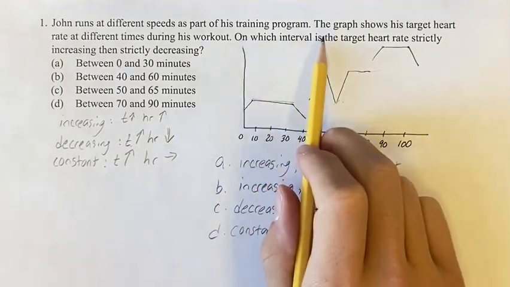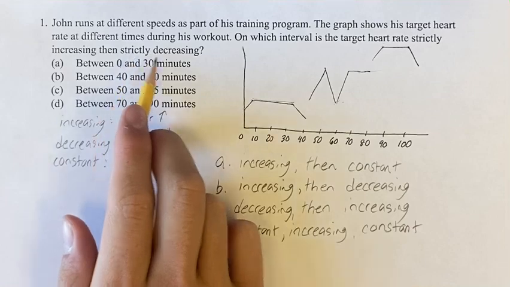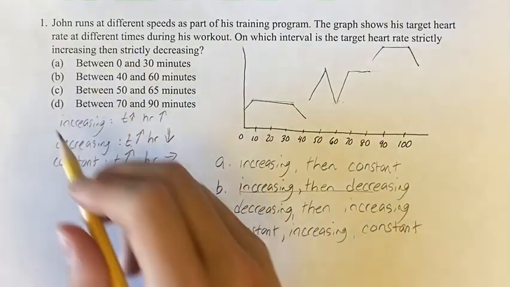So we're asked on which interval is the target heart rate strictly increasing, then strictly decreasing, and that lines up with answer B.